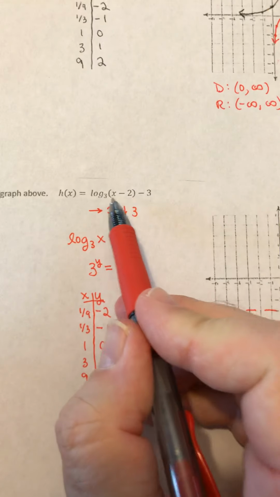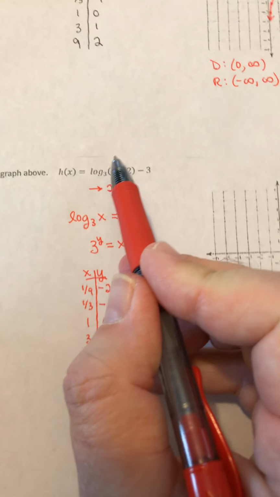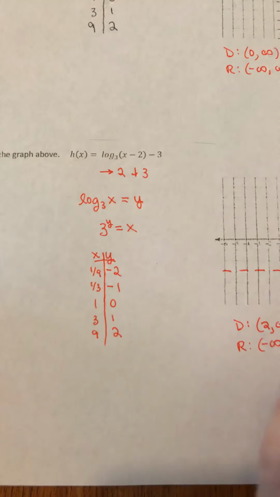Now suppose this didn't have a number. Remember that base then is understood to be a base of 10.